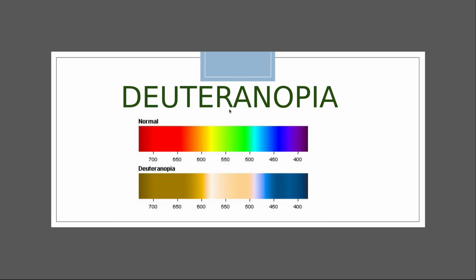The next one is deuteranopia. It stands for green weakness. The person who has deuteranopia is insensitive to green light. So just a fun fact, the reason why Facebook is blue in color is because the founder of Facebook, Mark Zuckerberg, has red-green color blindness. He's only able to see the blue spectrum.